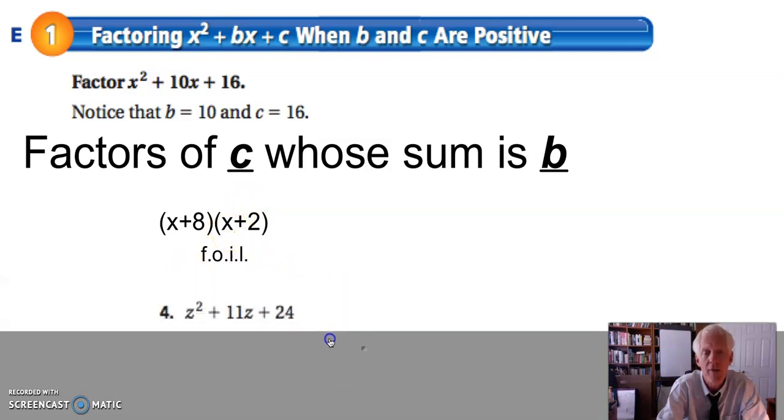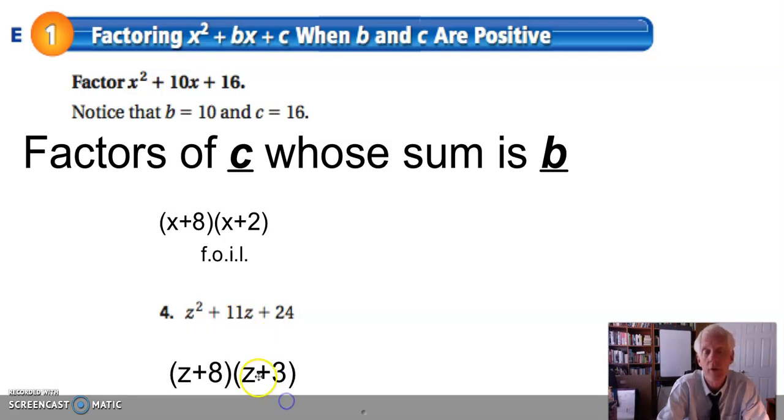Go ahead and try that one. Pause me. You can pause me right now. So you found, hopefully, factors of 24 whose sum is 11. And let's see, that would be 8 and 3. 8 and 3 are the factors. So your factored form would be z plus 8 and z plus 3.